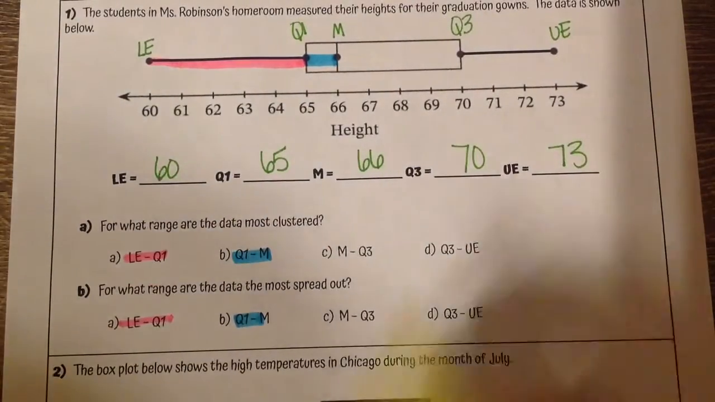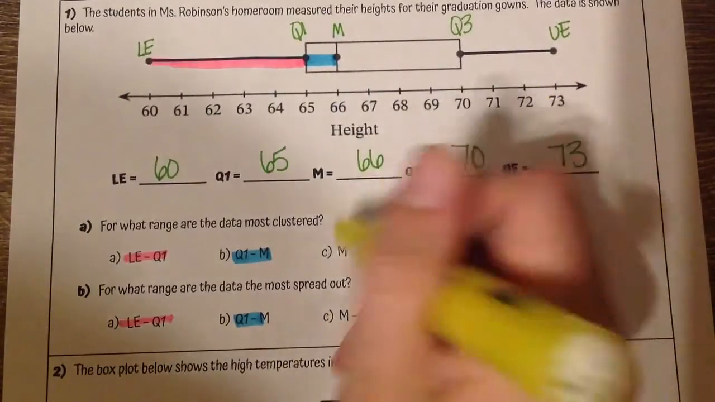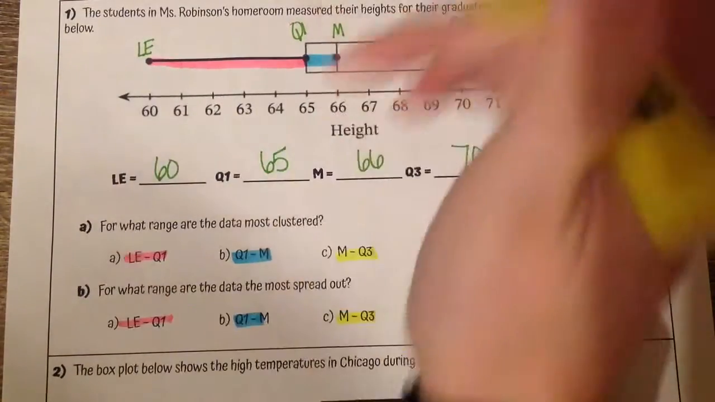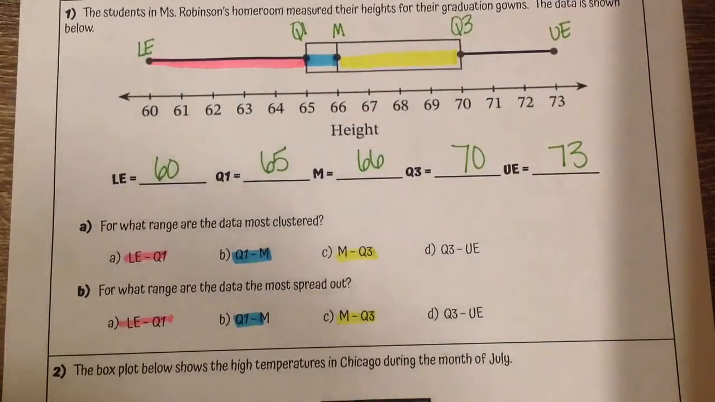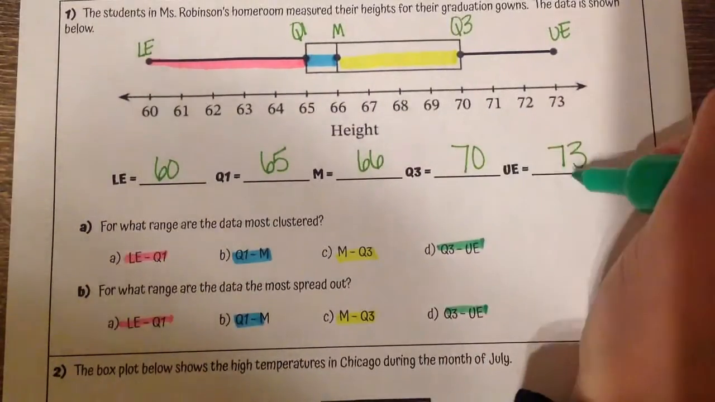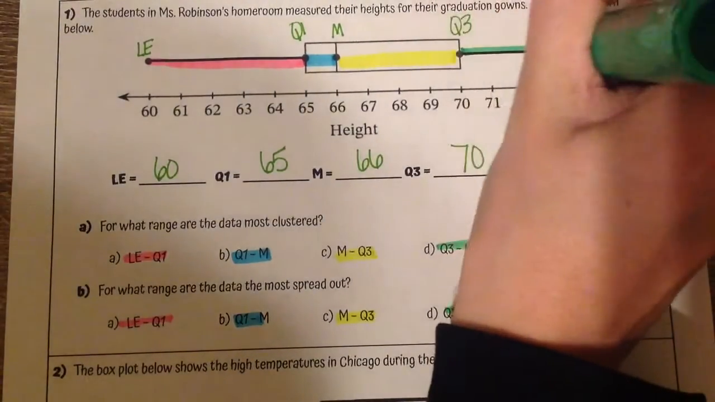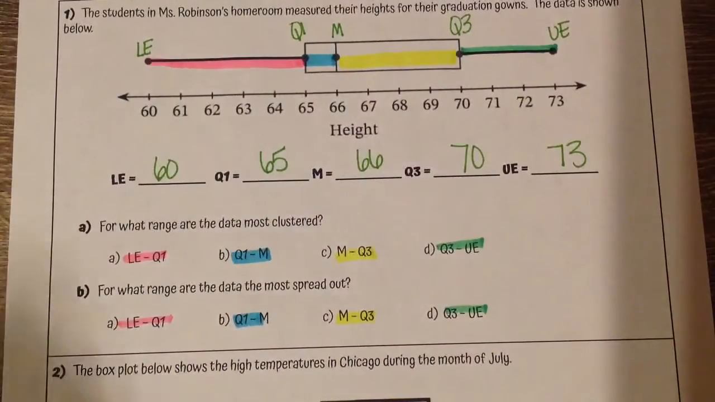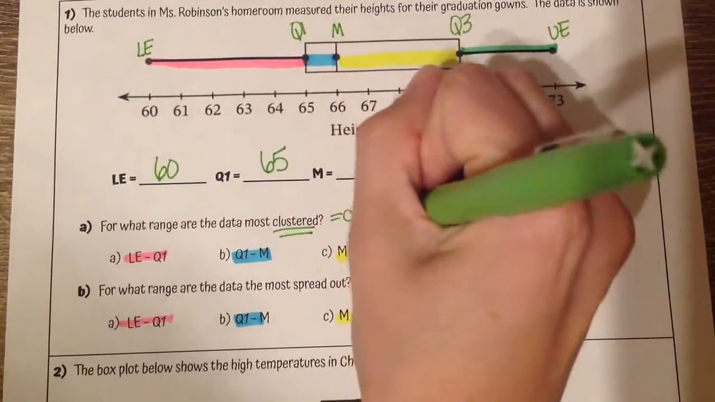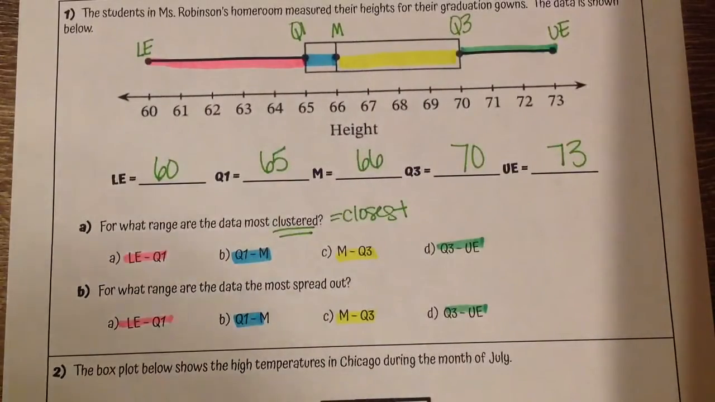The next part is our median to our Q3, which is right here. And the last part, our Q3 to our upper extreme, which is this last line right here. So now we're looking at the question, for what range are the data the most clustered? Clustered equals the closest to each other, the smallest gap. So we're going to look at these 4 different gaps.